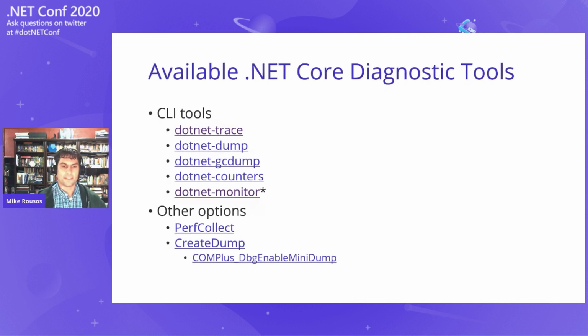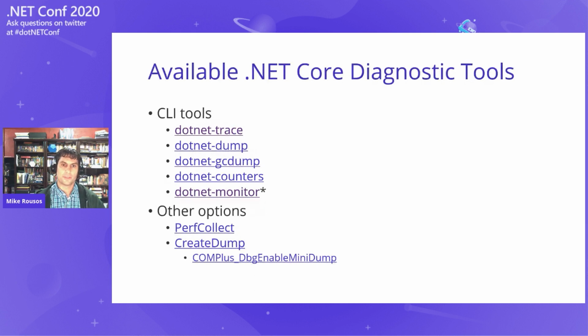Oh, also, I have this environment variable, COMPlus_DbgEnableMiniDump. That can be useful because when you set that environment variable, it informs createdump that you want to automatically capture a dump anytime a managed process crashes. So if you have some sort of intermittent crash that's killing your containers, you can use this environment variable to have createdump automatically capture dumps for you when you hit an exception.